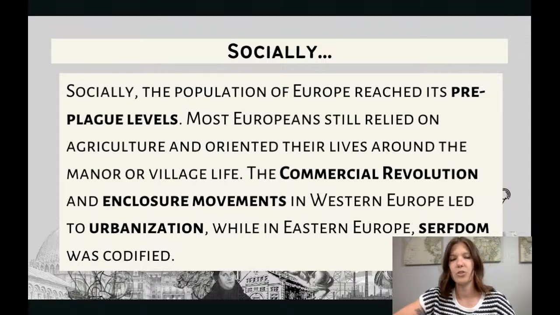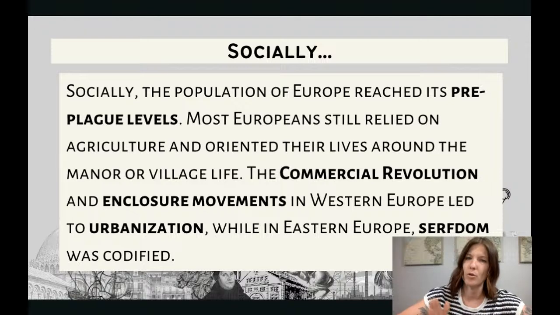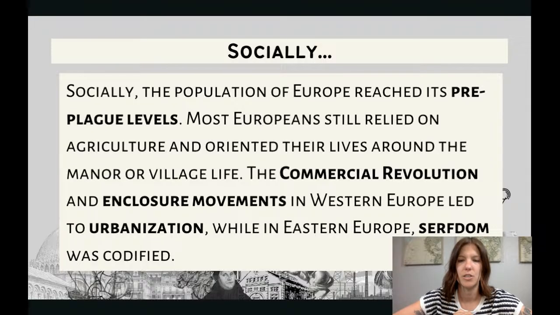The commercial revolution and the enclosure movements in Western Europe led to urbanization. People are moving to cities. This is really going to prime them eventually for the Industrial Revolution. And in Eastern Europe, serfdom is codified into law.